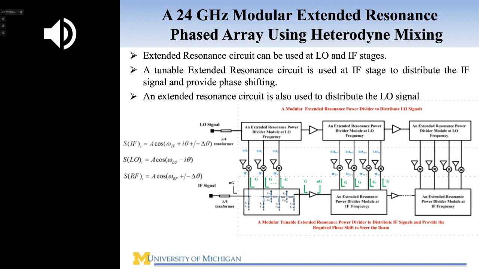But in the IF signal distribution on the bottom side of the figure, we use the design methodology that I described, and by adjusting the vector values, we can adjust the IF signal phase progression across the mixers. And by mixing the LO and IF, we can upconvert the signal to the carrier frequency.